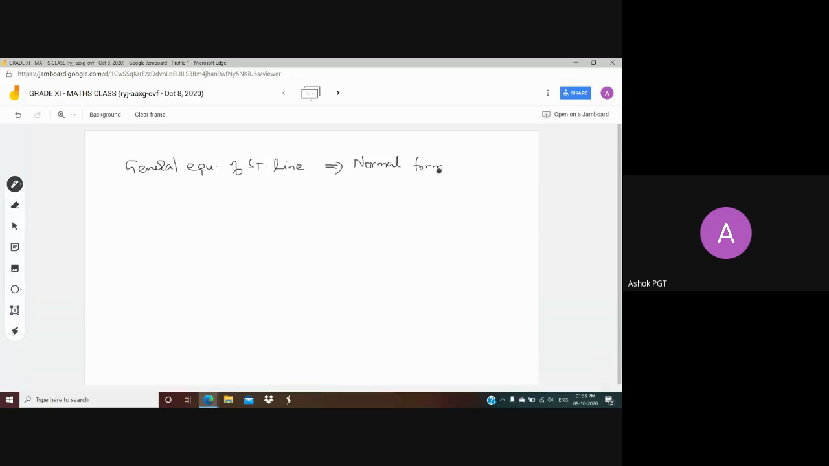General form of the straight line means it is a linear equation in two variables. Normal form of the straight line means it is x cos alpha plus y sin alpha is equal to p. I just recollect that concept. We need to write the equation of this straight line. The straight line equation is given in this general form, right?